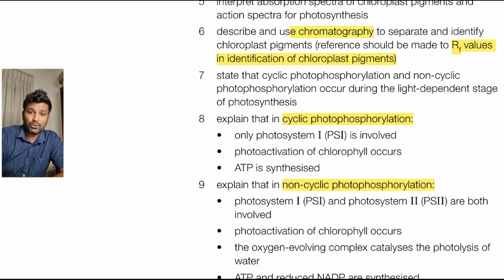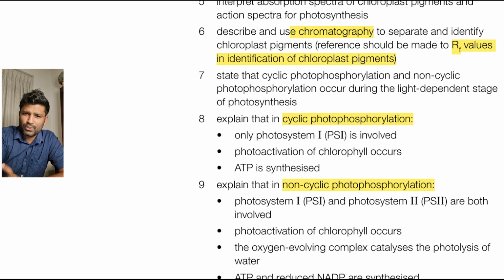You would be asked to calculate the RF values, which means you need to know the equation to calculate the RF values as well. Now, they could give you a table with standard RF values, and they could basically ask you to calculate your RF value and try to find out what pigment is being shown in your chromatographic paper. So that's something you really want to be aware of.